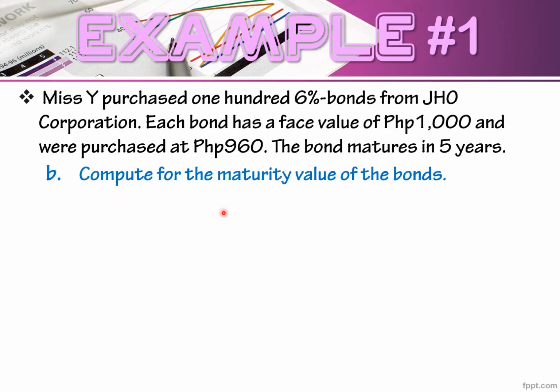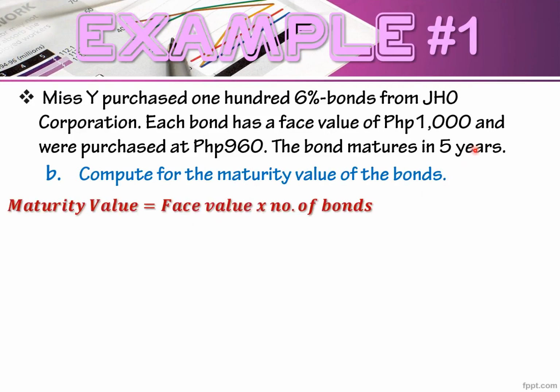Okay, let's have a follow-up question for number 1. So letter B, compute the maturity value of the bonds. The maturity value is equal to the face value times the number of bonds. So the number of bonds is 100 and the face value is 1,000. So that will give us the maturity value of 100,000.